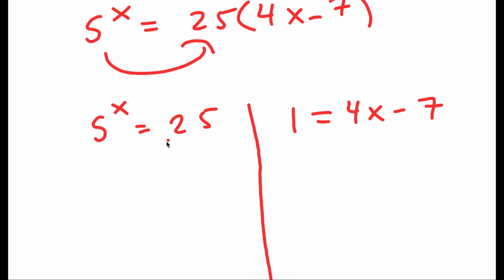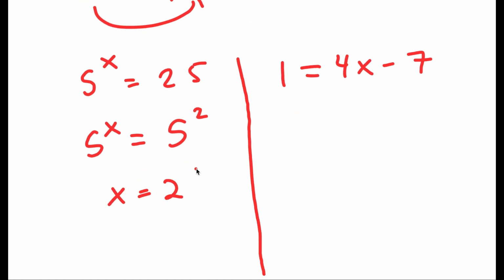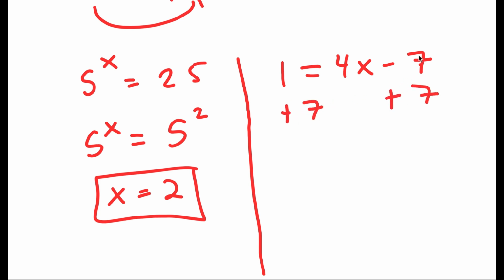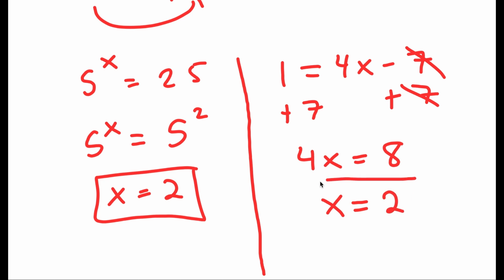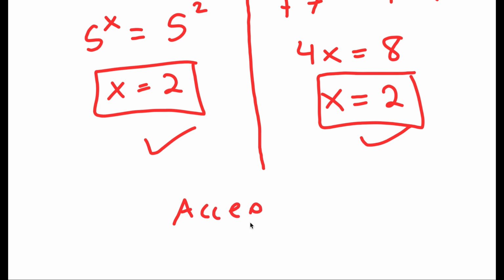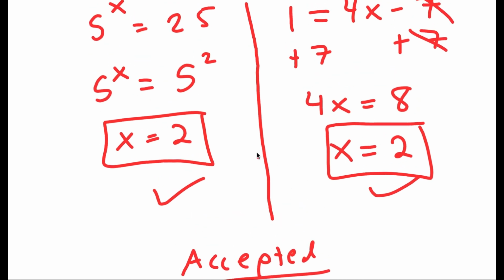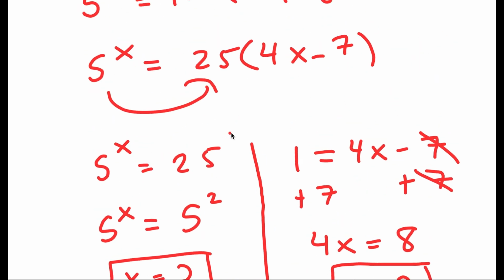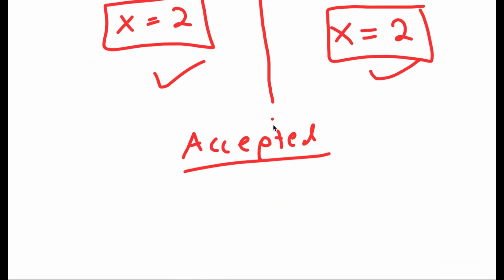So 25 is the same thing as 5 squared, meaning x is 2 in this case. And for my right-hand side, I'm going to add 7 on both sides. So I get 4x is equal to 8, and x is equal to 2. So because these two are the same, this solution is going to be accepted. However, just because this one solution is accepted doesn't mean that we don't have more solutions to this equation.